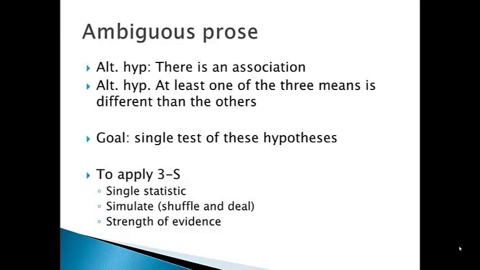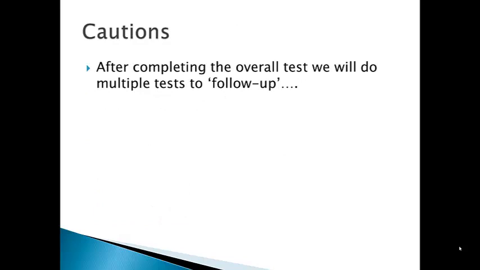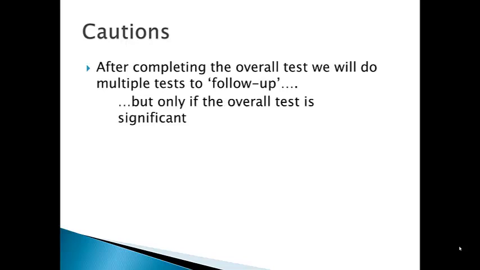So what we would like to do is to apply the 3S strategy to these hypotheses, finding a single statistic, a simulation of the null hypothesis of no association between the 2 variables, and then evaluating the strength of evidence. We'll talk in other Learning Goal videos about how to do this, but after you complete this overall test, then if you have a significant result, you will do a follow-up analysis, but only if the overall test is significant. We'll talk about that approach as well in other Learning Goal videos.